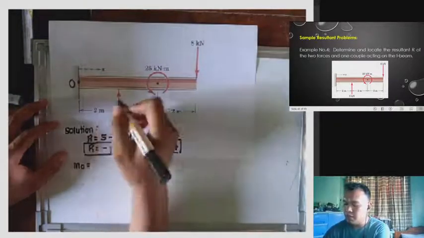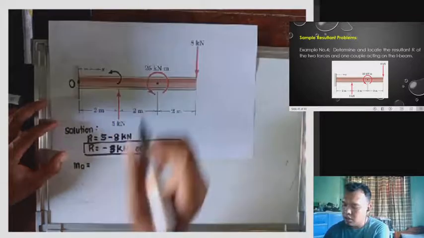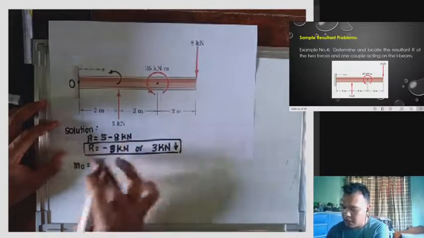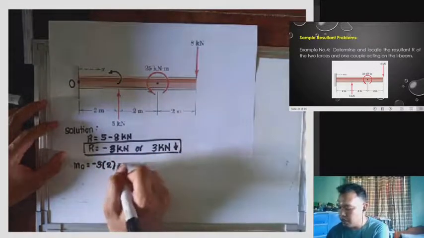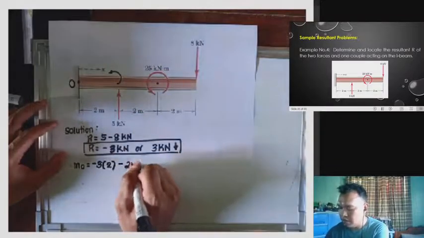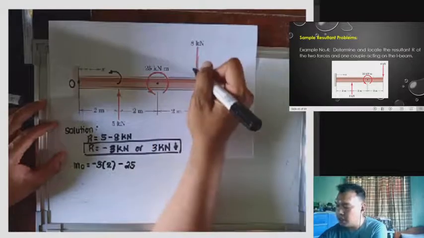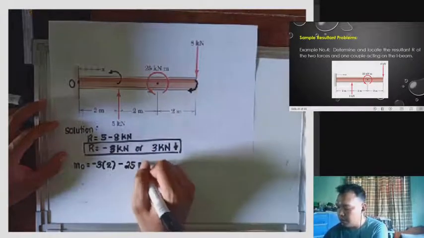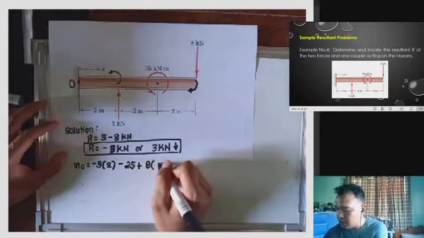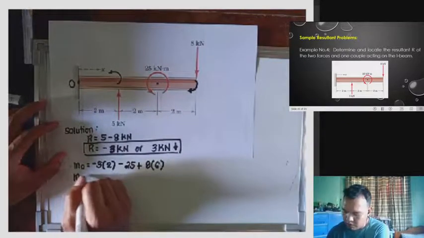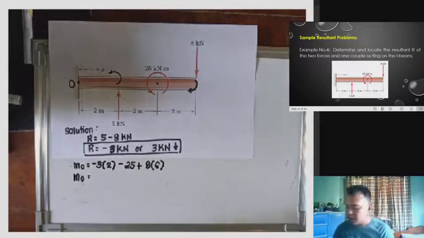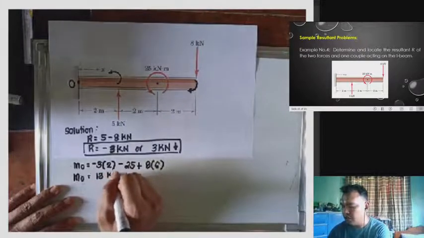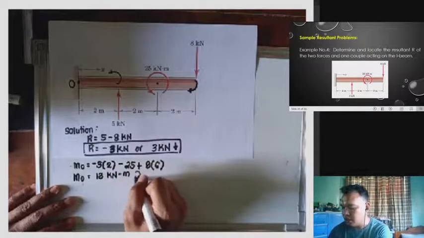So, si 5 is pag ganun ang galaw. Pag ganun. So, we have here 5 counterclockwise, negative 5 times perpendicular distance na 2, minus counterclockwise ulit, 25. Ito, clockwise. Ganun ulit ay pag ganito. So, plus 8 times perpendicular distance, which is 6. Therefore, MO is equivalent kay negative 5 times 2 minus 25 plus 8 times 6. We have here positive 13 kilonewton meter. Therefore, the direction is clockwise.